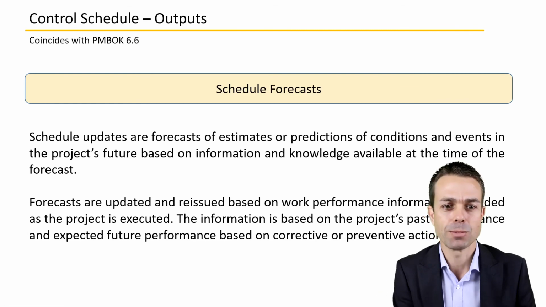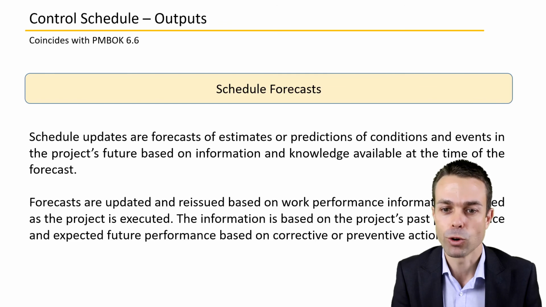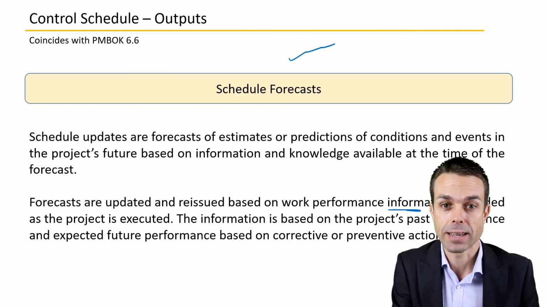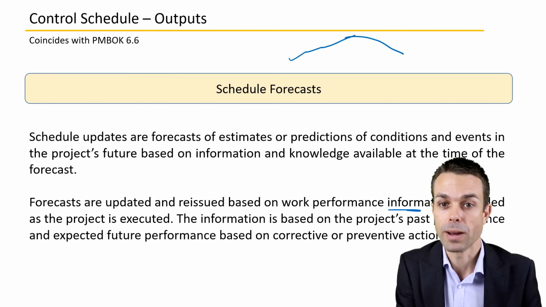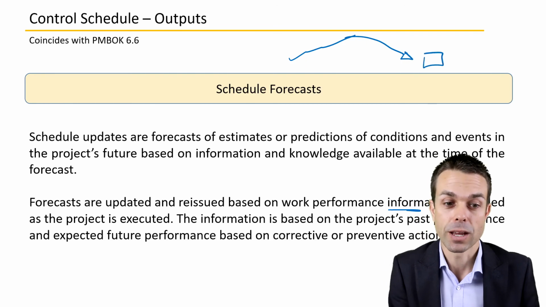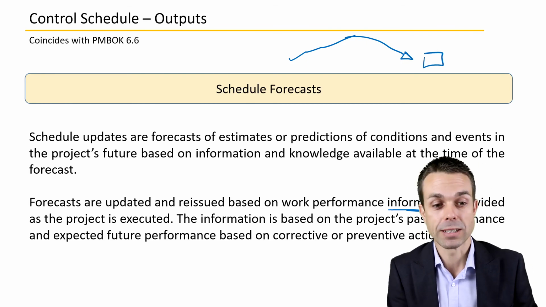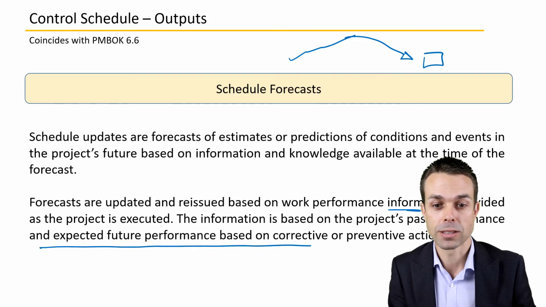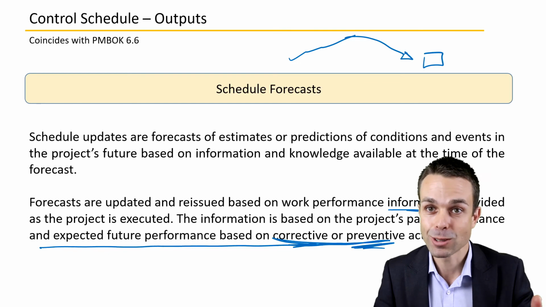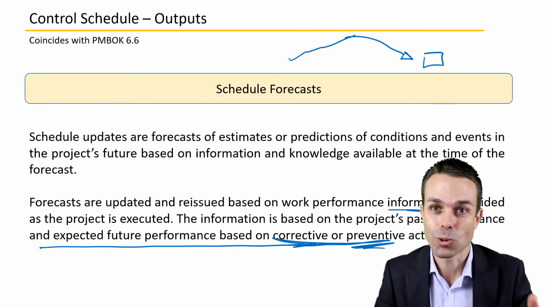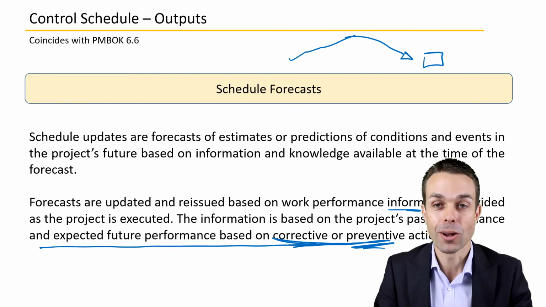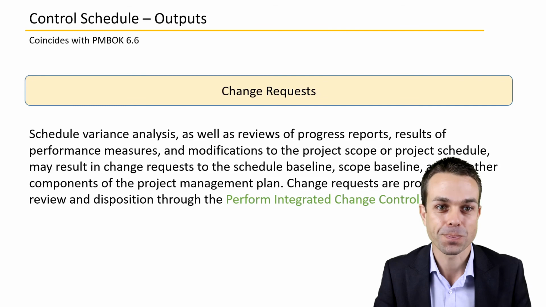So forecasts are updated and reissued based on the work performance information provided. It's that variance analysis again. Are we tracking on track? Do we need to make some amendments to our scope or our cost or our schedule to bring ourselves back on track? So what do we need to do to ensure that future performance? What do we need to do, any corrective or preventative actions? And that might result in a change request if we need to change the scope baseline or the cost baseline or the schedule baseline as well.